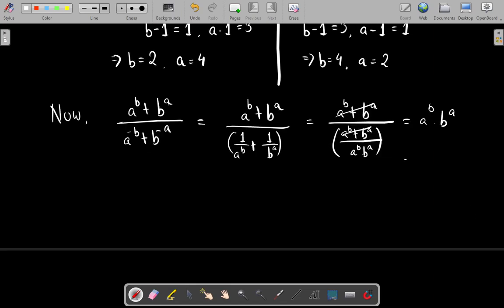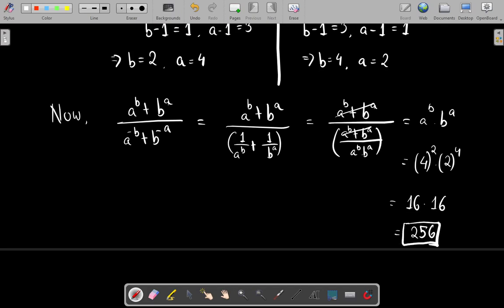Now your a is 4 or 2 and b is 2 or 4, respectively. So taking a equal to 4 and b equal to 2, this becomes 4 to the power 2 and b to the power a is 2 to the power 4. This is the same if I take the other combination also. Then this will become 2 to the power 4 and this will become 4 to the power 2. So this becomes 16 times 16. So 16 square is 256, right? So this is your final answer, 256.